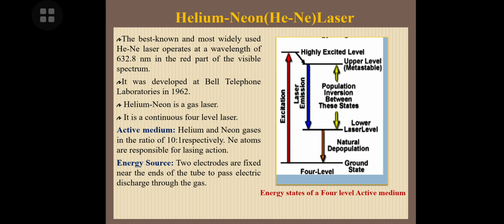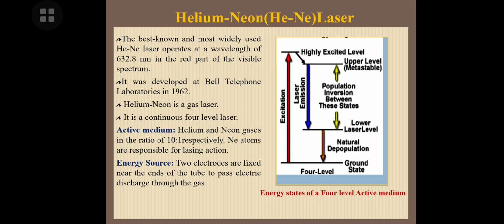Here it belongs to a 4-level laser. First, the atoms are excited from the ground state to a highly excited level. From there, the atoms come to the upper metastable state, and there are 2 upper metastable states. From the upper metastable state to the lower level, population inversion occurs and we get the laser light. Then the atoms come back to the ground state.